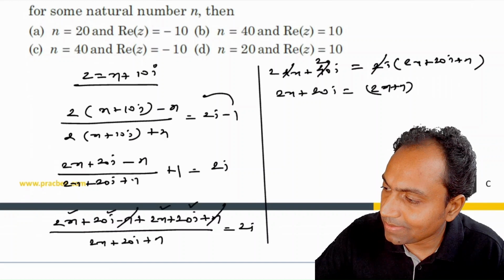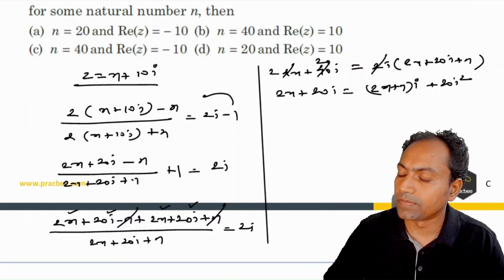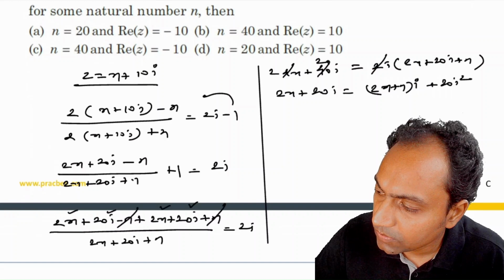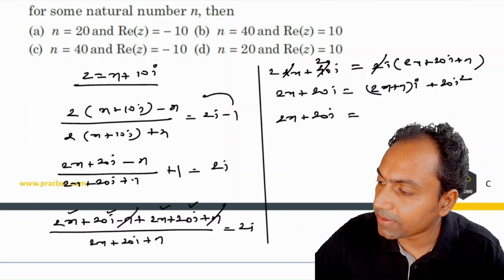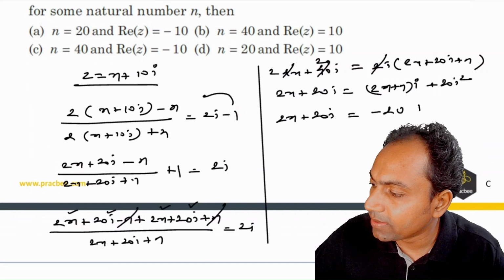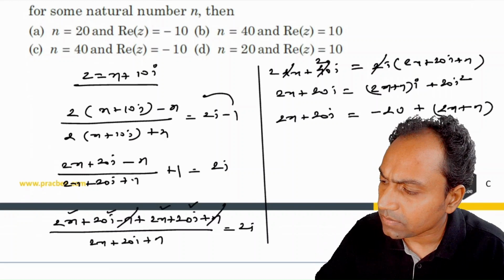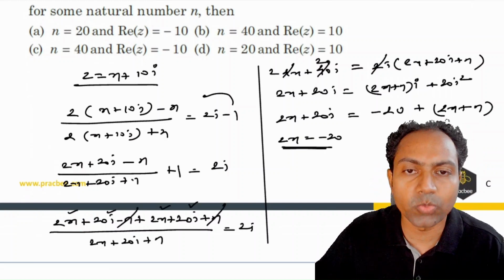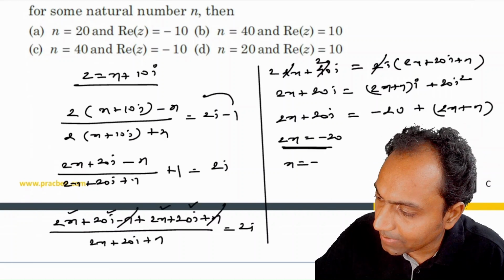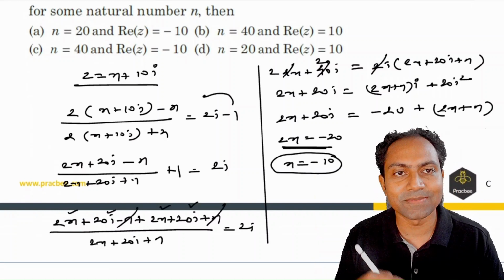This becomes 2x plus 20i is equal to (2x plus n) into i, and then plus 20i square. If I simplify this, what I'm getting is twice of (x plus 20i) is equal to minus of 20 plus (2x plus n) i. So you can see that the value of 2x comes out to be equal to minus 20, and therefore x becomes minus 10. So all the options giving us the real part of z as minus 10 will be correct.